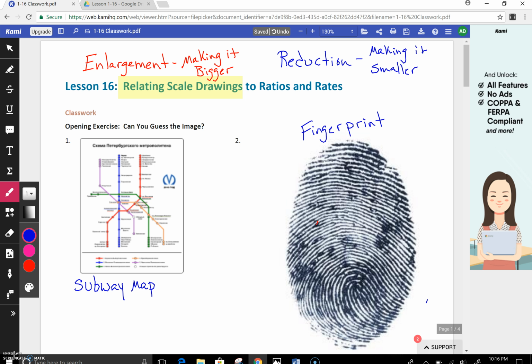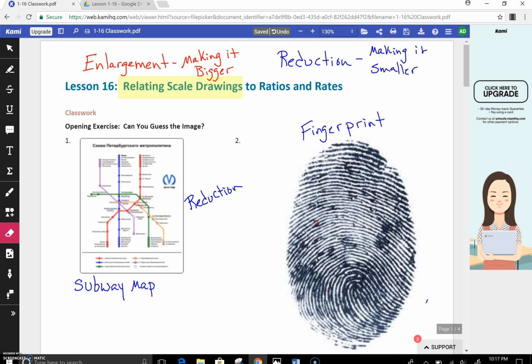So we'll be using both of those words. We're going to practice here in the opening exercise. So if you look at number 1, it's a subway map. It's on your paper. And if you were actually holding a subway map, it would be bigger than that. So the one that you're looking at is a reduction. This is smaller than the actual subway map would be.